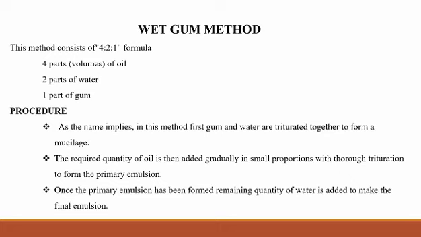Once the primary emulsion has been formed, we have to add the remaining quantity of water to make up the final emulsion. So we have to use 2 parts of water, 4 parts of oil and 1 part of gum to prepare a stable emulsion. Okay, this is the wet gum method.